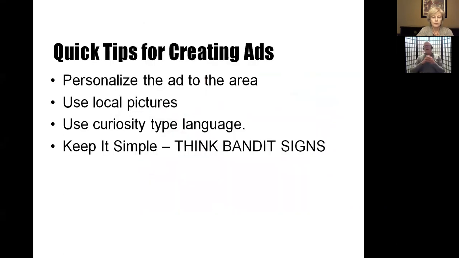So if you're doing an ad, something we really like to do is personalize the ad to the area. If you are going to be doing an ad for the 37601 zip code, what I would do is use a local picture. I might be in that area and take some pictures and use that picture in my ad. That's the nice thing about it. We don't even have to go to a printer and have them printed up. We just take a picture and put it in Facebook as part of the ad. So you want to use local pictures, and use curiosity type language, like Bill buys houses, or ask a question at the very beginning of the ad.